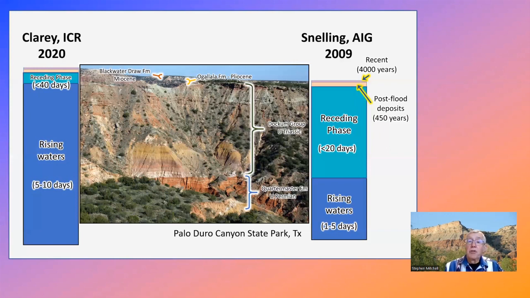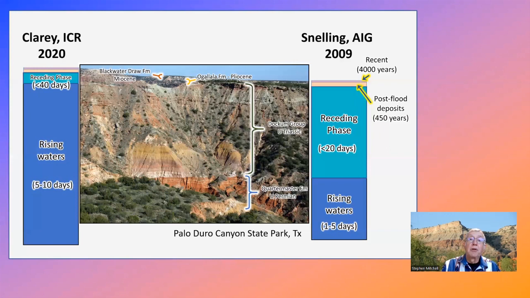And it's really just a thin layer up on top of this. Dr. Clary would say that was deposited in less than 40 days. We'll take a look at his opinion on that. Tim Clary has more time to work with. The post-flood deposits overall could be 450 years, but this little portion of it would be at most 100 or 200 years. Then you get a very thin little wedge on top of that, that's the recent deposit, 4,000 years of deposition, that we can kind of all agree on.